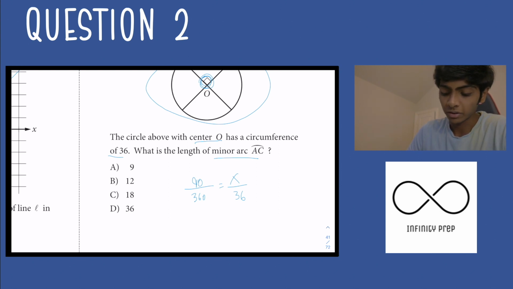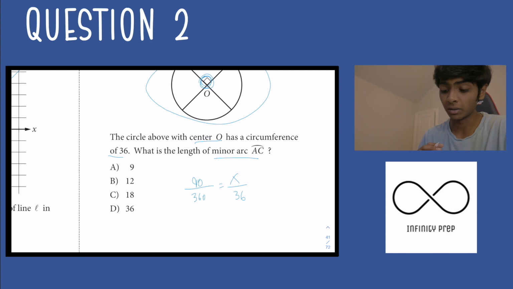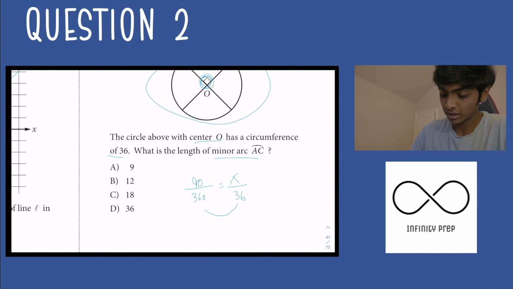So 90 over 360 is equal to x over 36, where x is basically going to be the length of minor arc AC. So 90 over 360 is going to be equal to 9 over 36, because that's just a factor of 10. Because 36 times 10 is equal to 360, so x times 10 has to equal 90, which is 9.